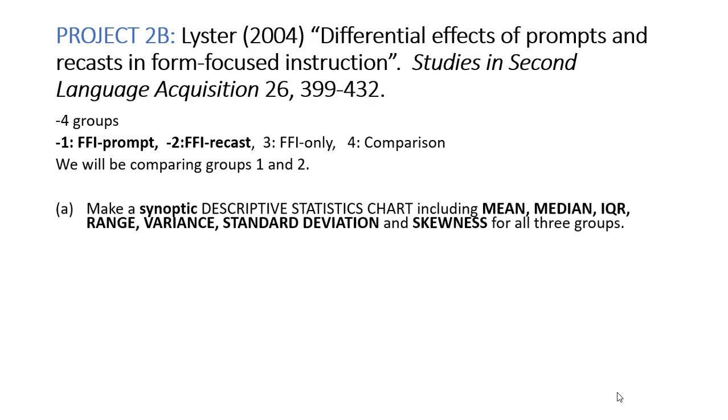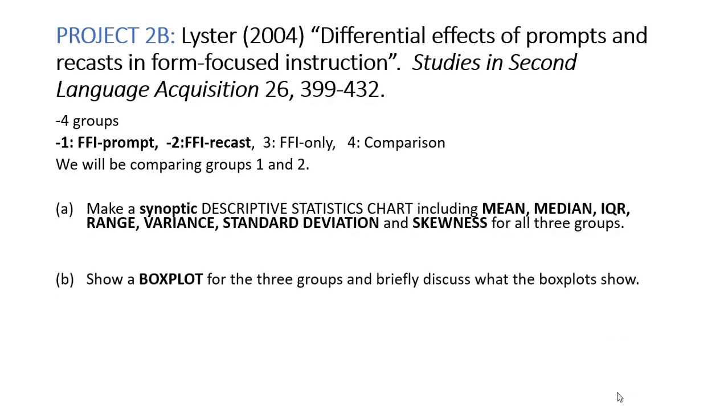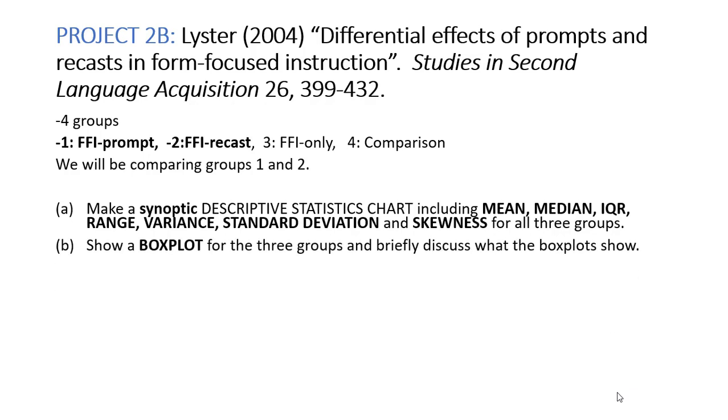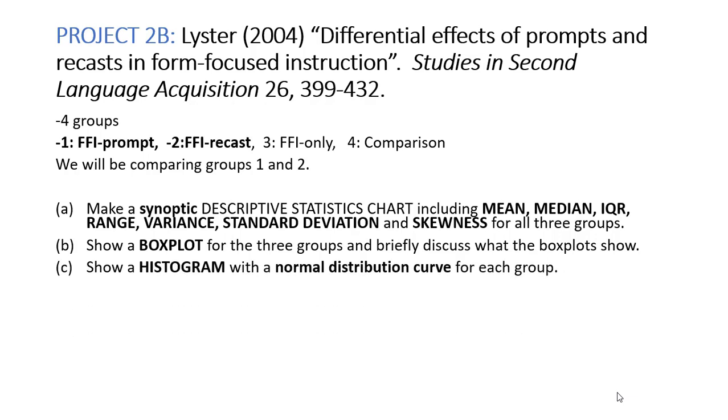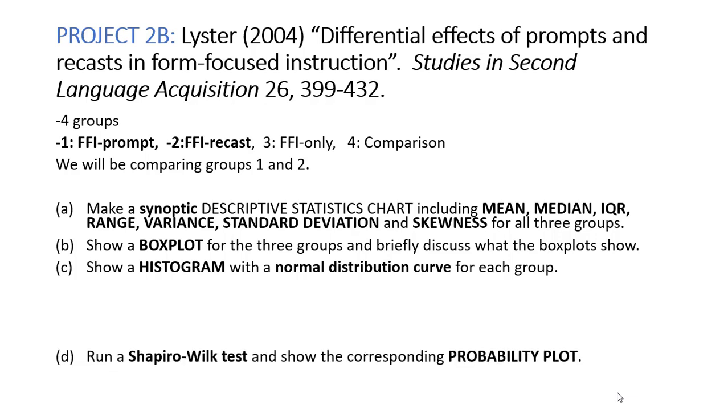So your mission is pretty much the same as what you had for project 1. You're going to make a synoptic descriptive statistics chart, including the mean, the median, IQR, range, variance, standard deviation, and skewness for all three groups. Then you're going to show a box plot for all three groups, and you're going to briefly discuss what the box plots show. You're going to show a histogram with a normal distribution curve for each group.